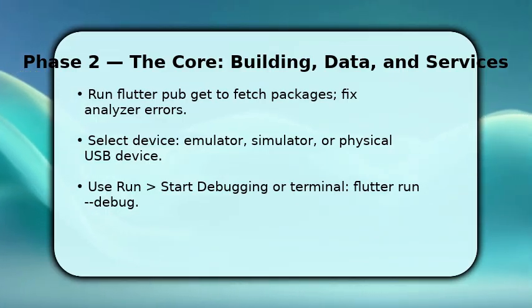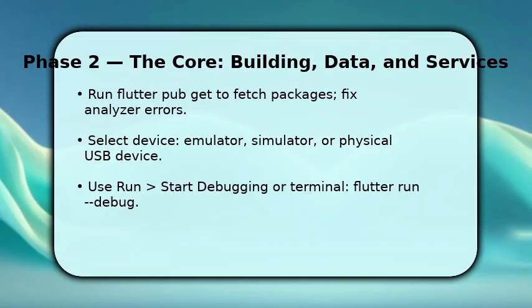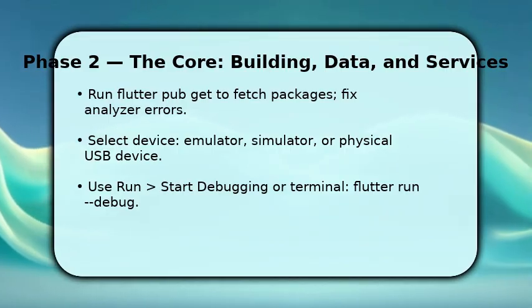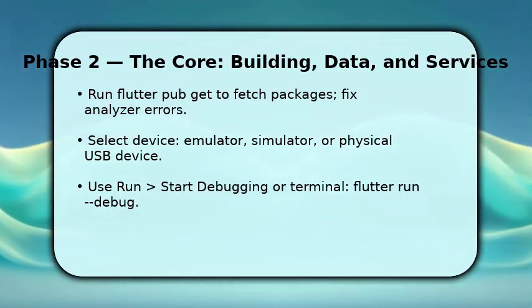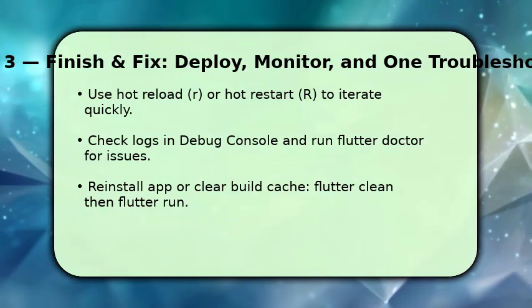In VS Code, pick the device in the status bar, then use Run Start Debugging or Run Flutter Run Debug in the integrated terminal. This launches the app and attaches the debugger for iterative work. Finish by iterating and validating behavior on your target device.